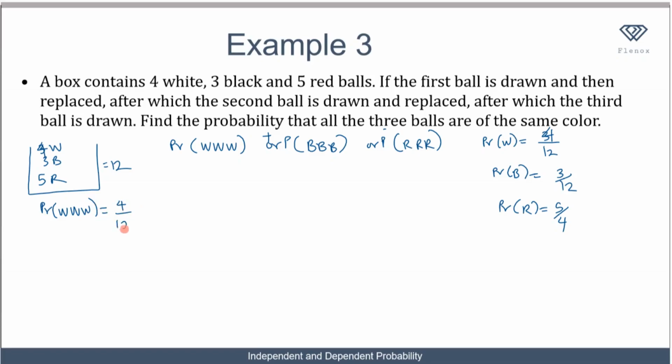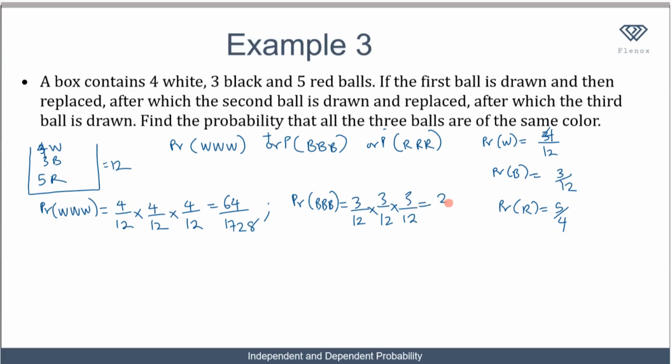So now the probability of having 3 white balls will be equal to what? 4 over 12 times 4 over 12 times 4 over 12, based on our product rule. And what does that give us? That gives us 64 over 1728. Now, how about the probability of having 3 black balls? That will just be equal to 3 over 12 times 3 over 12 times 3 over 12, and that will be equal to 27 over 1728.